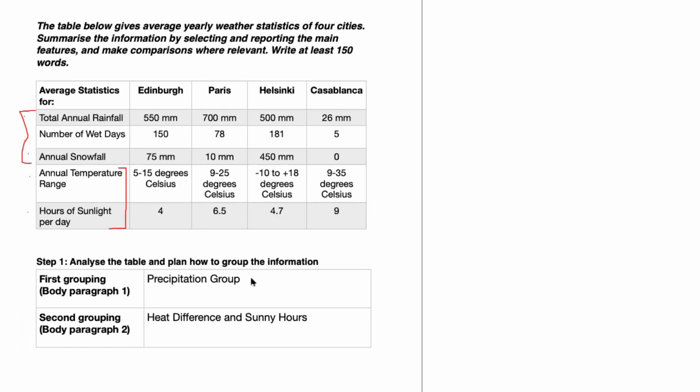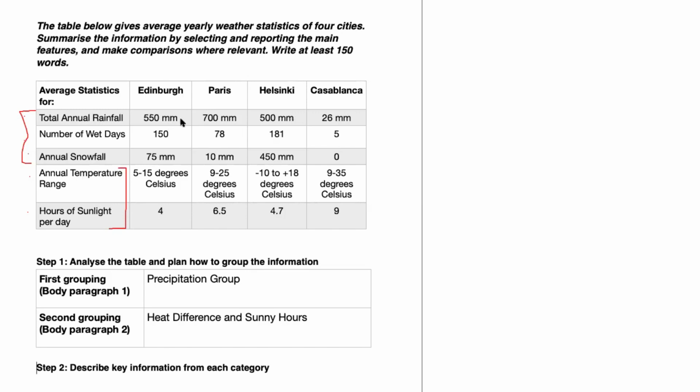Okay, so we have done the first part. We've analyzed the table and we've planned how to group the information. Now it's time for step 2, which, if you remember, is describing key information from each category. And this is quite tricky. It can be difficult because you see, we have a ton of information here. Now, it's really important to be selective. And so you don't want to write about every piece of data you see here. Again, that's going to be too long. You're going to write way more than 150 words in that case.